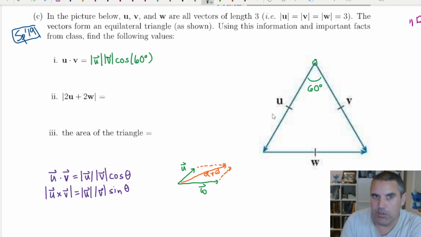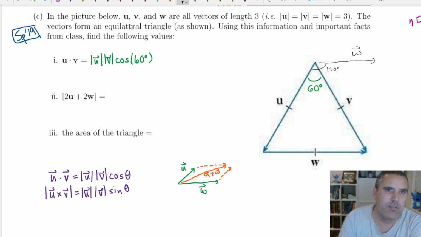If you were talking about W, just like you saw in the homework, you would need to move W so it's tail to tail. So for example, if I put W over here, then this angle, if you were talking about V, it's still 60 degrees, but if you're talking about U, it's 120. Okay, so that's the thing from the homework. And then you know the first one is 3 because they tell us. You know the second one is 3 because they tell us. And then you have your little trig values.